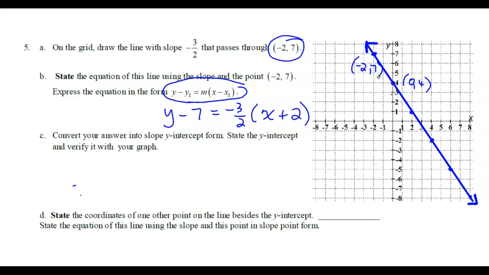Then it says convert your answer into slope y-intercept form. So the first step is I get rid of the brackets by expanding out with the distributive property. And this is nice as well because -3/2 times +2 is -3. So it's just subtract 3. Now I need to get y by itself, so I'm going to add 7 to both sides.